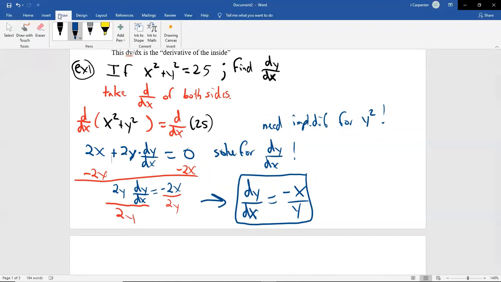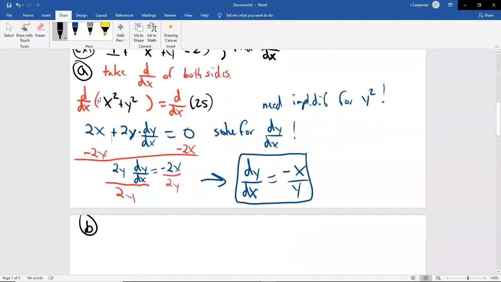Oh, I know, this was supposed to be a part A. Now I remember why. So everything we just did was part A. Part B coming up, we're actually going to go and talk about that slope stuff I was referencing. Find the slope of the tangent curve at the points 0, 5, 3, 4, and 5, 0.